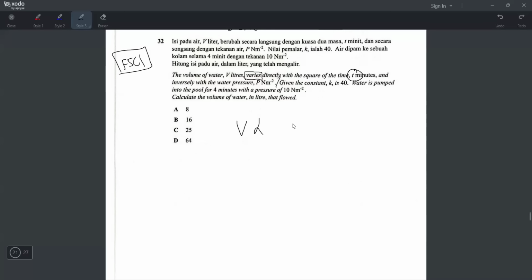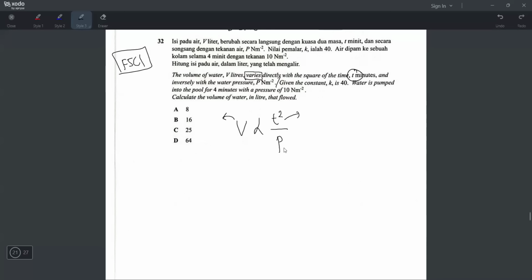Let's write down the variation first. For this type of story question, I always recommend you to write what it represents. Tapi yang tu tulis nantilah. So dia kata varies directly with square of time, means T square lah. Tapi kalau directly, tulis atas. And inversely with water pressure P, so inversely tulis bawah.